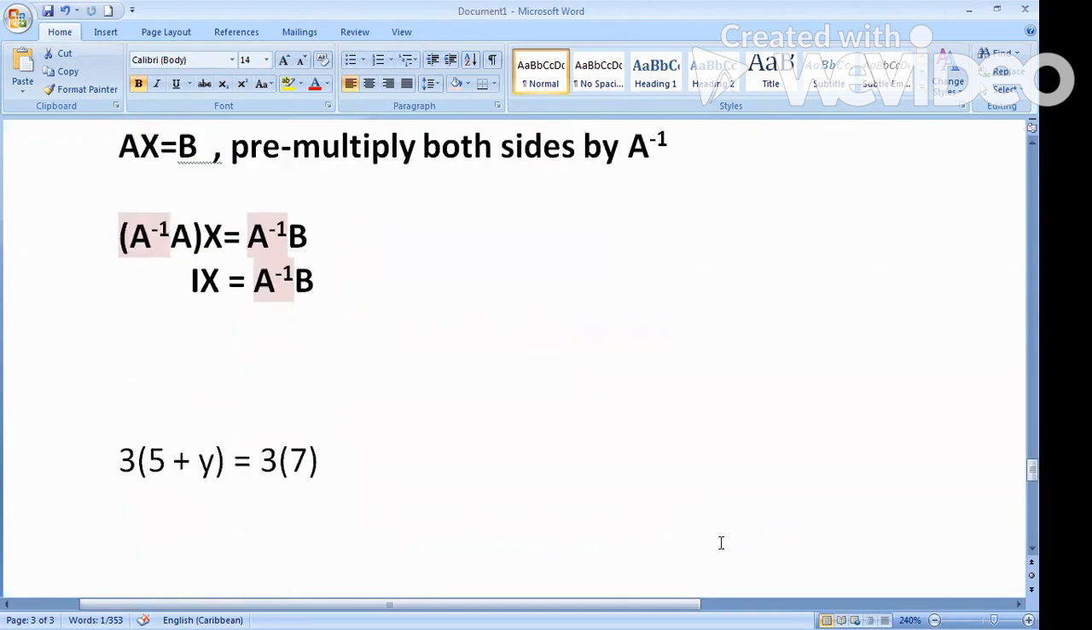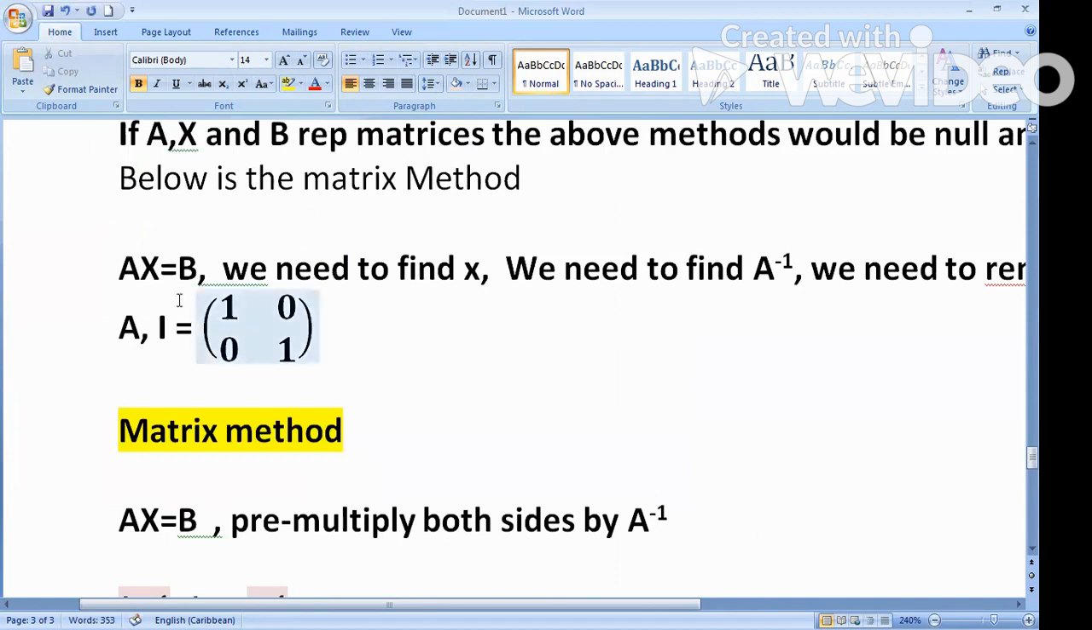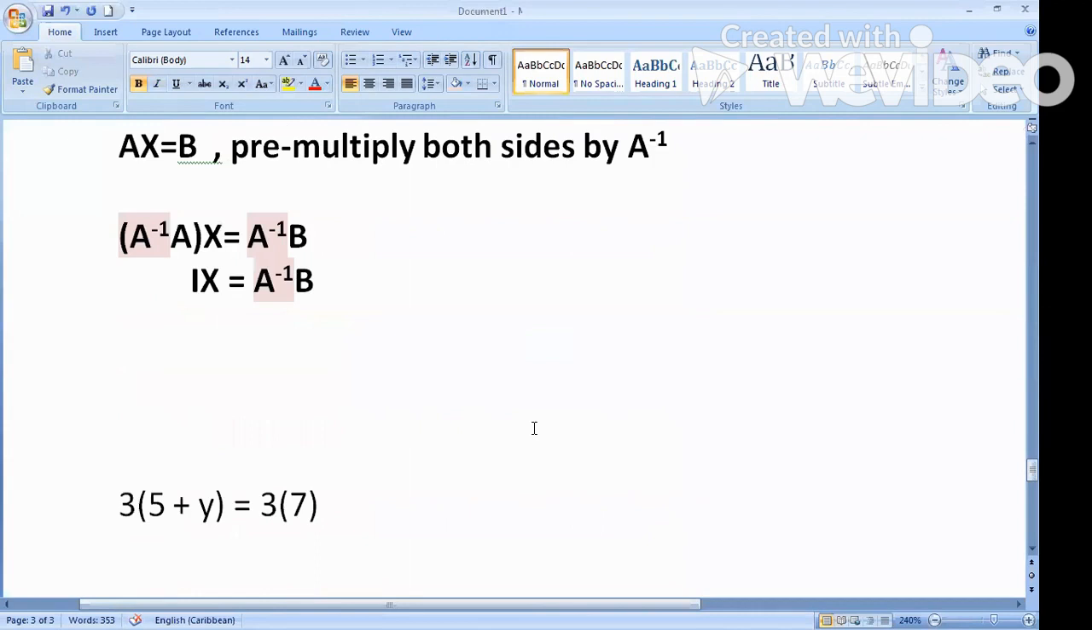So therefore, what is I times X? No, it wouldn't be I. Remember, I is the matrix 1, 0, 0, 1. You wouldn't get back that. You'll get back the other matrix. So I times X will give us back X. Any questions? Remember, you have to read over your notes and come to class prepared.